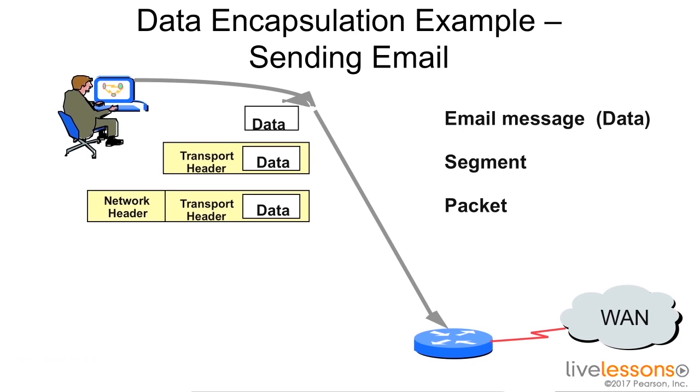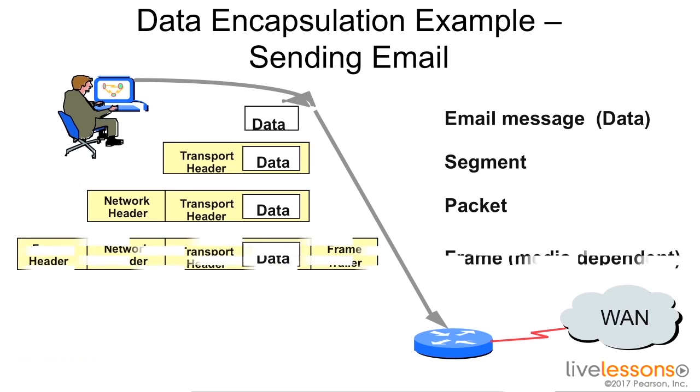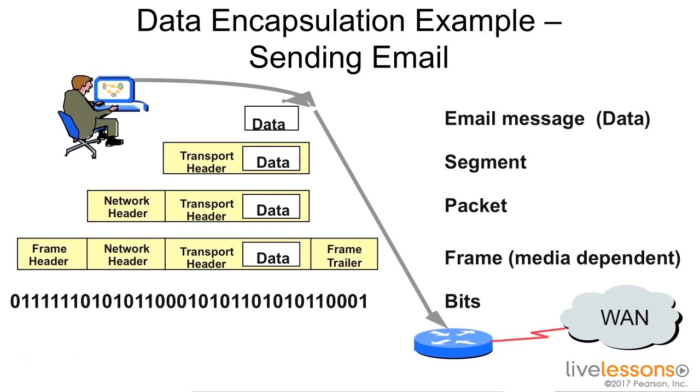Layer 2, similarly to the previous layers, is going to process the incoming packet and attach its own layer 2 header. It is then going to send the frame down to the physical layer. The physical layer is all about transmitting ones and zeros. It's going to digitize the signal and send it across the wire.